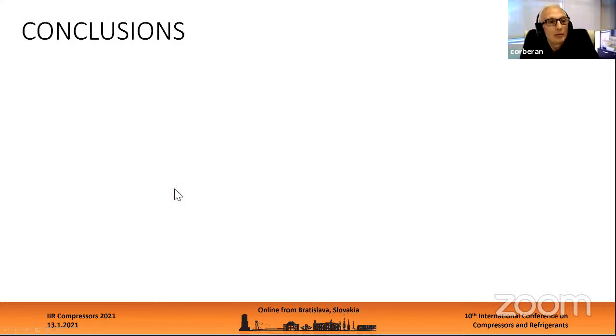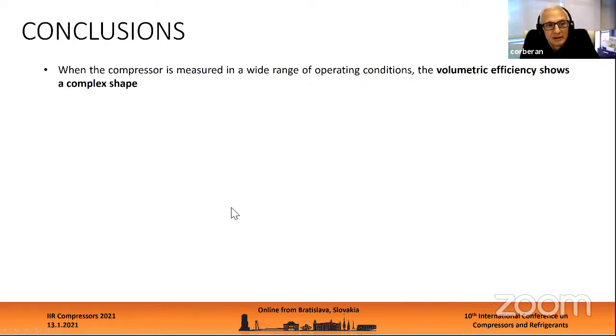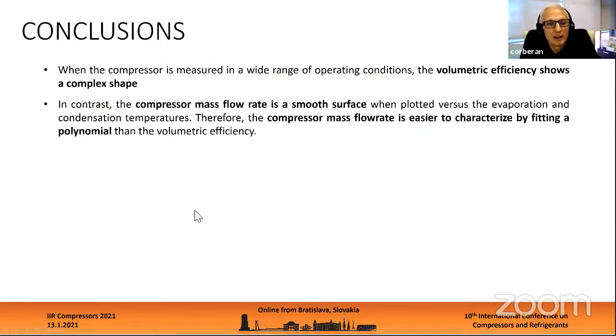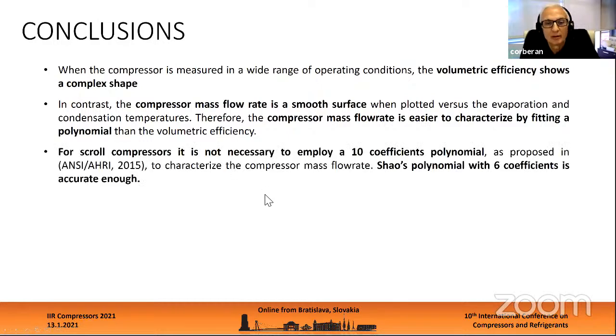So let me go into the conclusions. I think that when the compressor is measured over a wide range, as we have had the opportunity to see in these ARI reports, the volumetric efficiency has a complex shape. It's not very easy. We have a common trend, which is linear, but the other trends are very complex to represent. In contrast, the compressor mass flow rate is a smooth surface, so it is much easier to characterize than the volumetric efficiency. So if we want a simple correlation or a good, even accurate, correlation, it is better to directly correlate the mass flow rate, which is what we have always done with the ARI standard.